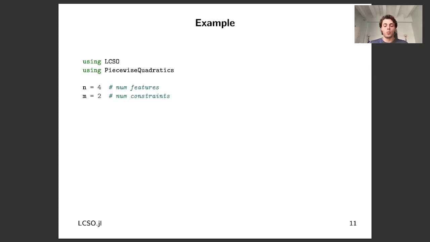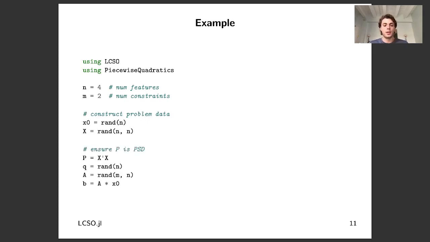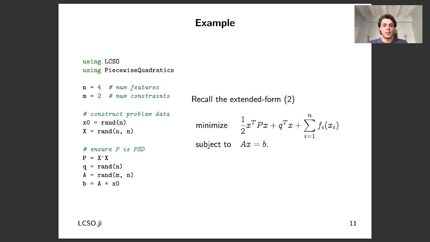So here we'll go over one example of the usage of the LCSO package. We'll define an arbitrary problem with 4 features and 2 constraints. So we're constructing some random problem data, and we're ensuring that P is positive semi-definite. And here is the extended form which we're constructing this problem in for reference. So to note, we have our P, we have our q, we have our A and our b. The only thing we're missing are the f_i.